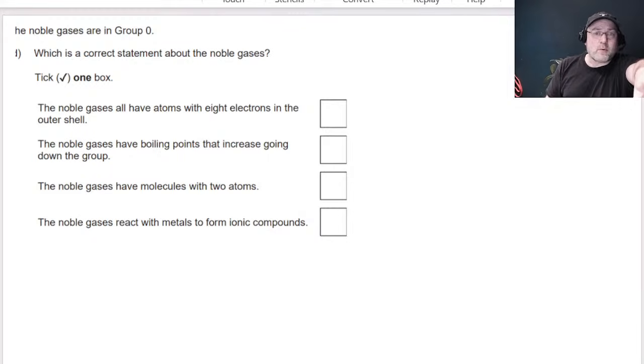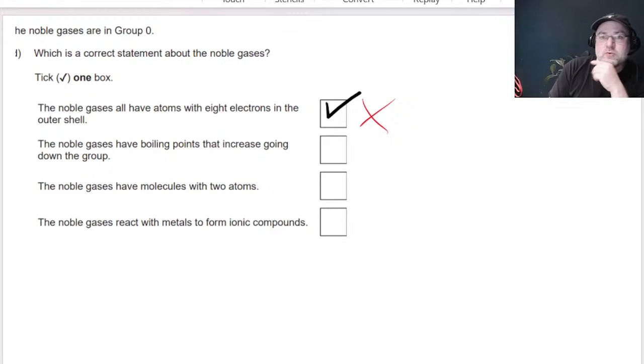Now, most people who make a mistake on this, some of you won't make a mistake, but some of you will. I'd say the most common mistake answer is this one. Oh, noble gases, yeah, they all got 8 electrons. They haven't all got 8 electrons. That's why we call it group 0. They did used to call it group 8, but that is the wrong answer.